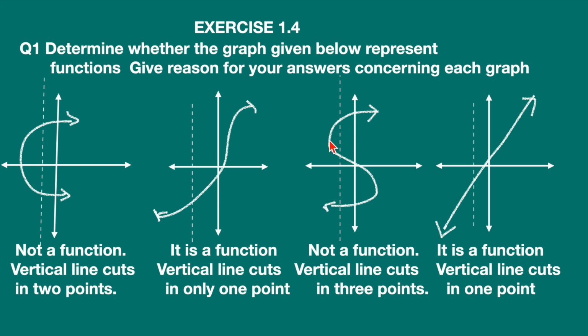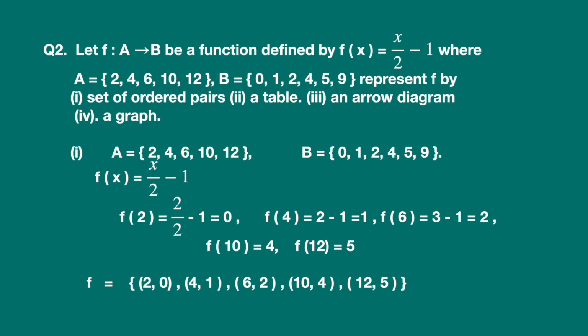Next is this curve in the form of S. X-axis, y-axis. Draw a vertical line anywhere in the curve. You can see that it will intersect in 3 points. 1 point, 2nd point, 3rd point. So it is not a function. Fourth one is this line. Draw any vertical line. Only one point will be the point of intersection. So it is a function.